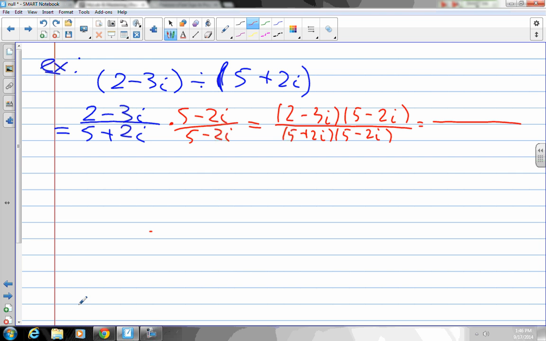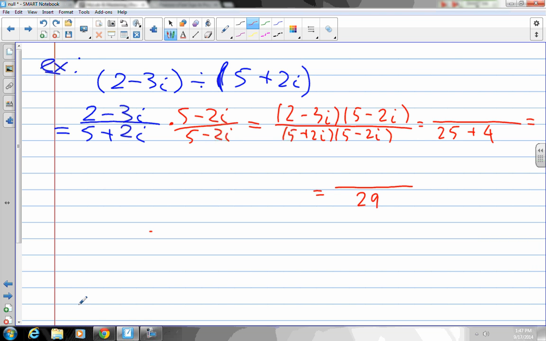So my denominator is easy now. It's the square of the real part. What is the square of the real part in the denominator? 25, plus the square of the imaginary part. What is the square of the imaginary part? 4. 25 plus 4, so my denominator is 29. A squared plus b squared.